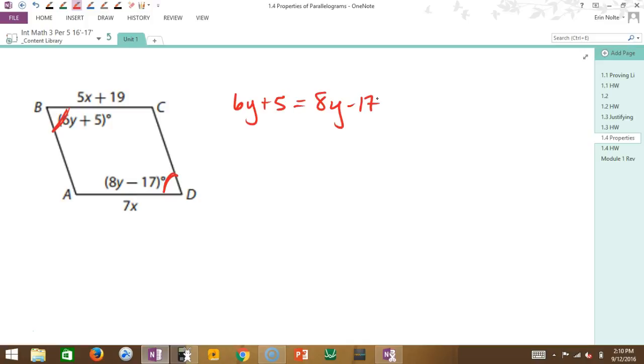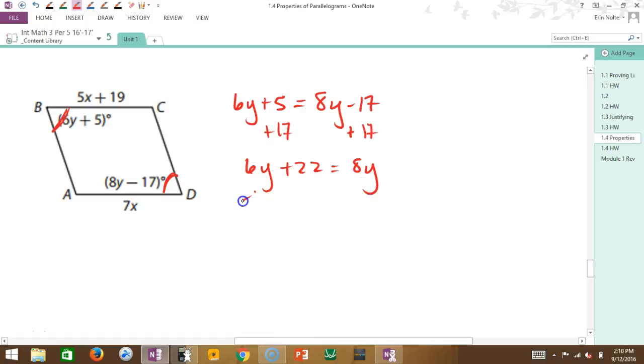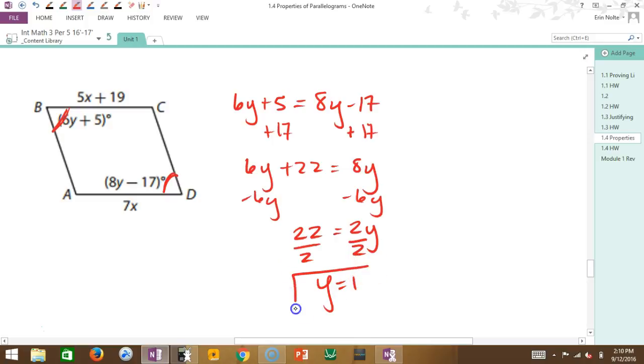Okay, so how do I solve this equation? What do you do? I heard different things, and yes, they are both right. I heard add 17 first. So if I have 6y, what's 5 plus 17? 22. Okay, plus 22. Then what? Minus the 6y. Good. So 22 is equal to how many y's? 2 y's. Divide by 2, and you get 11. Good.